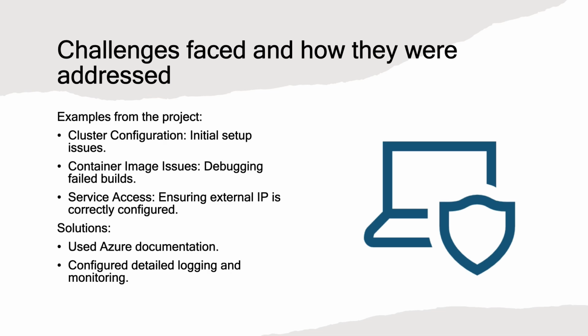Thirdly, service access. Accessing the application through the external IP required troubleshooting. So, we verified the Kubernetes service configuration and ensured proper ingress rules were applied. These challenges helped us gain a deeper understanding of Kubernetes and Azure services, preparing us for more advanced deployments in the future.